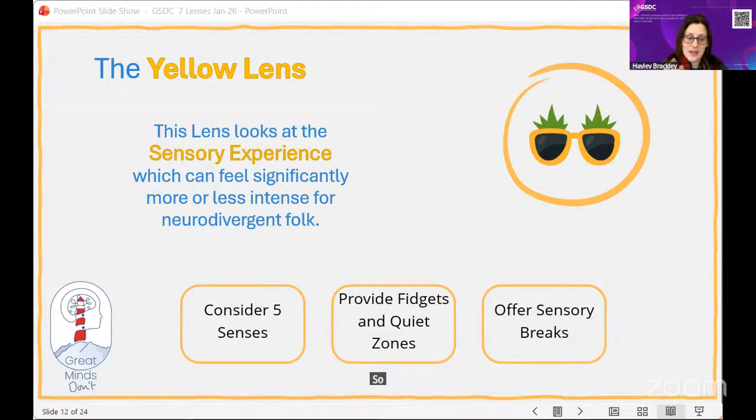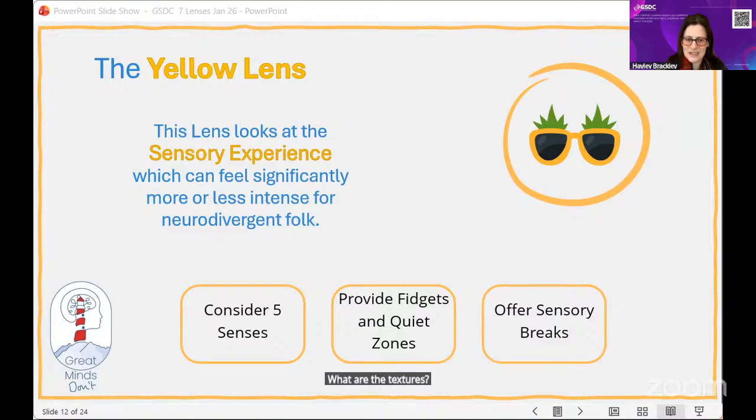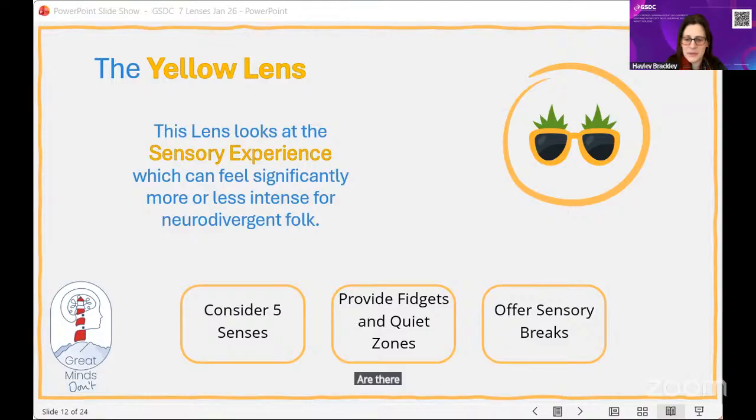So when we're thinking about what we're designing, what are we anticipating people are going to see? What are the textures that we're creating? Are we asking people to touch each other? Are we asking people to touch different textures, different chairs, different tables? How will that be for people? Are there any smells going on? Is there any particular tastes? Are we thinking about the food and the drinks that we're providing?